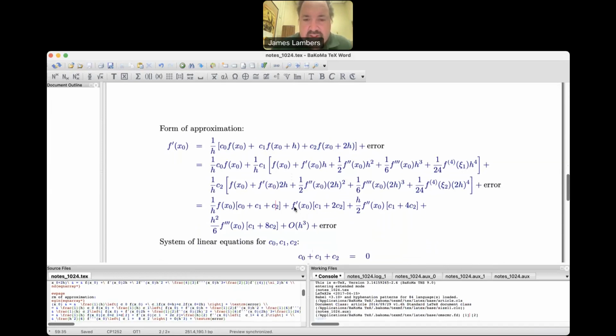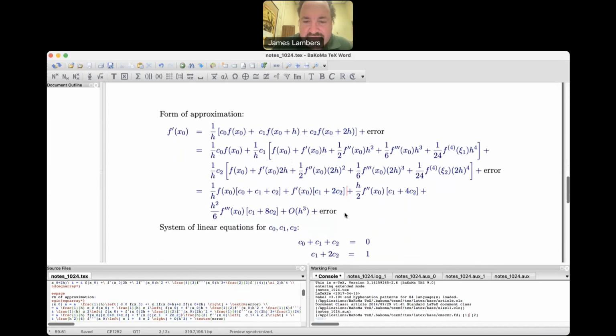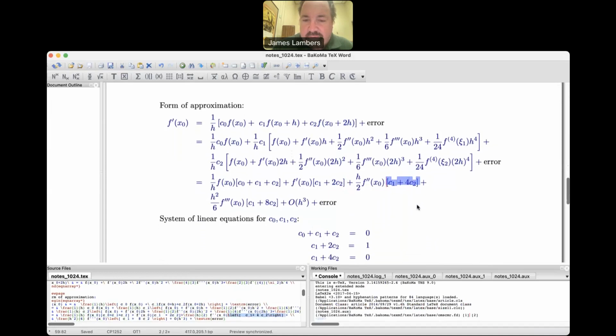Next, I have f prime of x naught times something. Well, I want this whole thing to be equal to f prime of x naught. So this expression here, I need that to be equal to 1. So that's my second equation. And then I go to the second derivative term. I don't want f double prime of x naught here because I don't have it on the left side. So this needs to be 0, and that's my third equation.